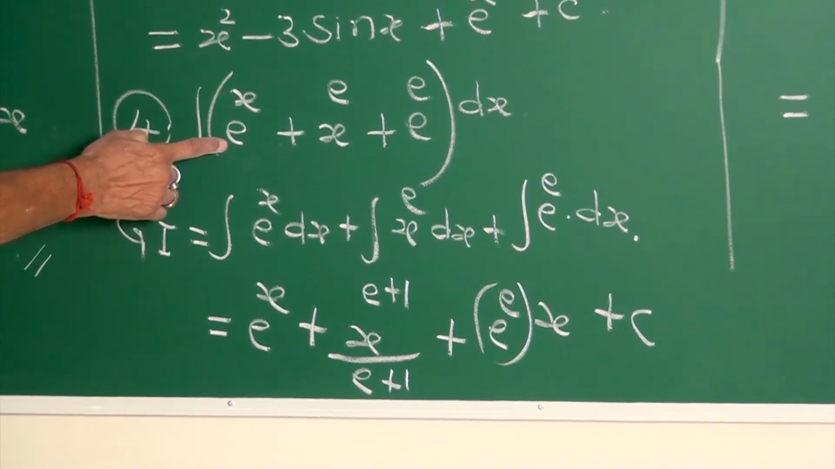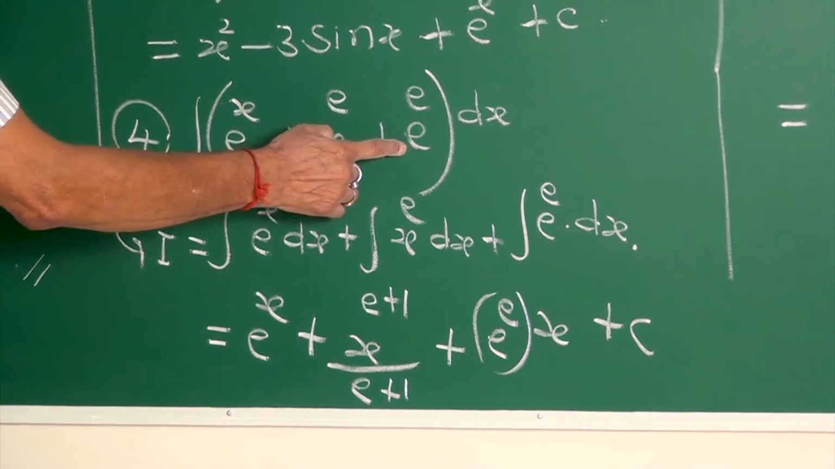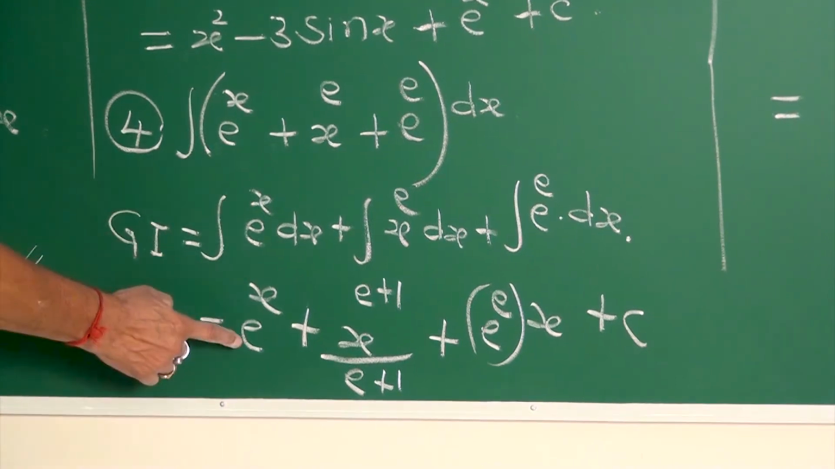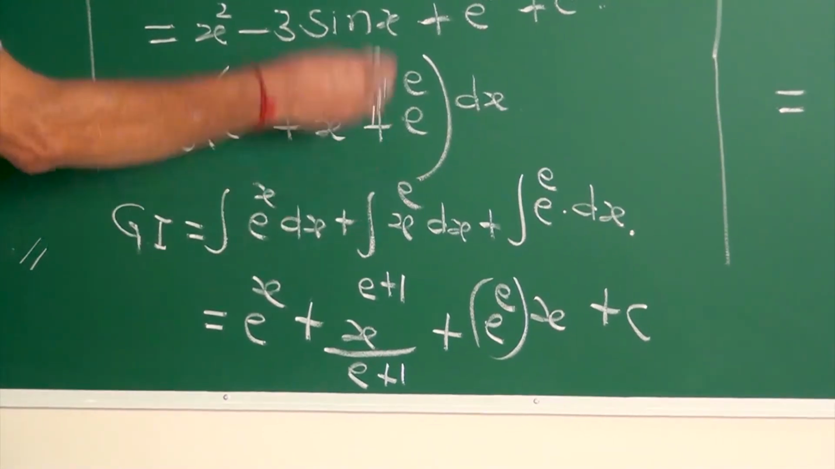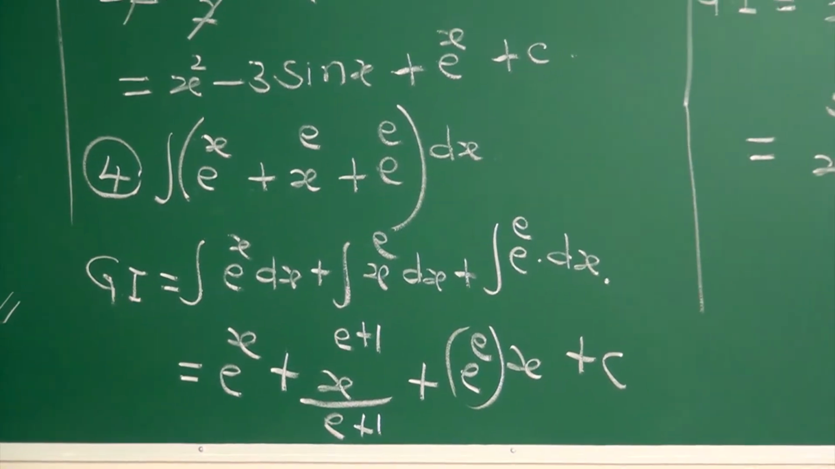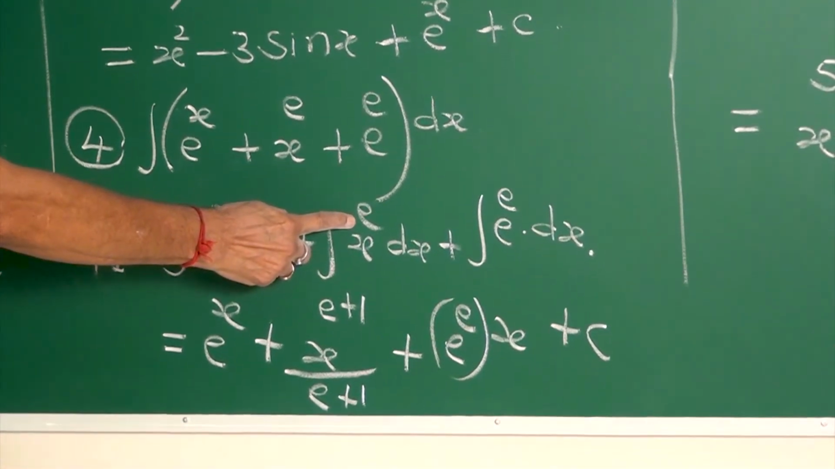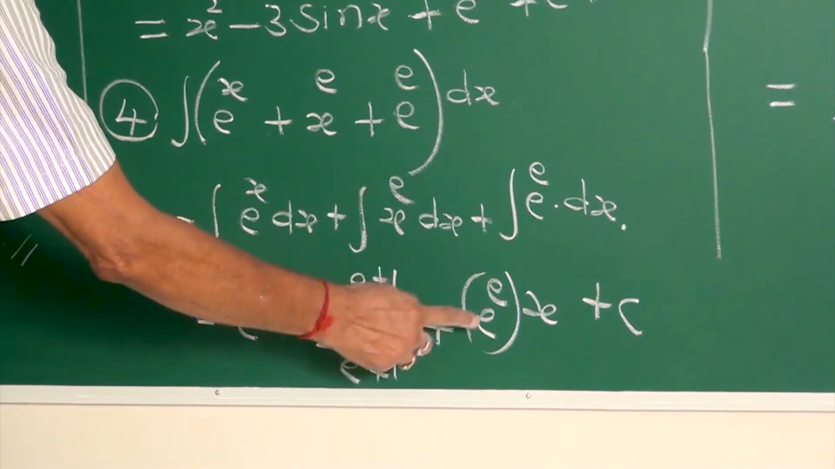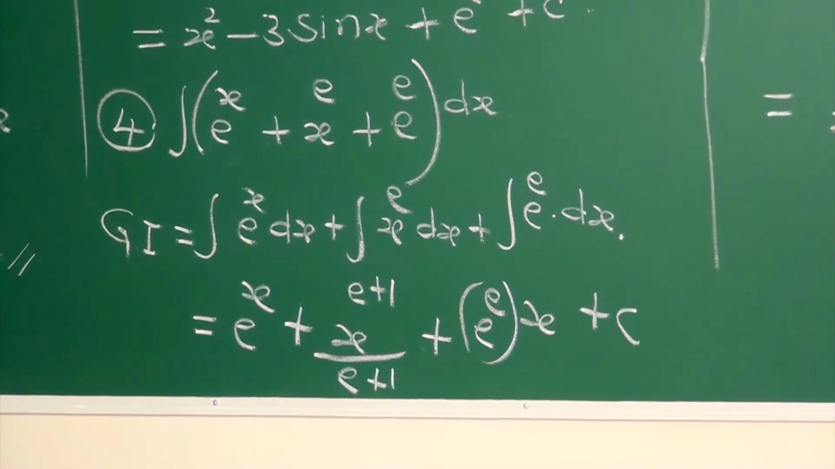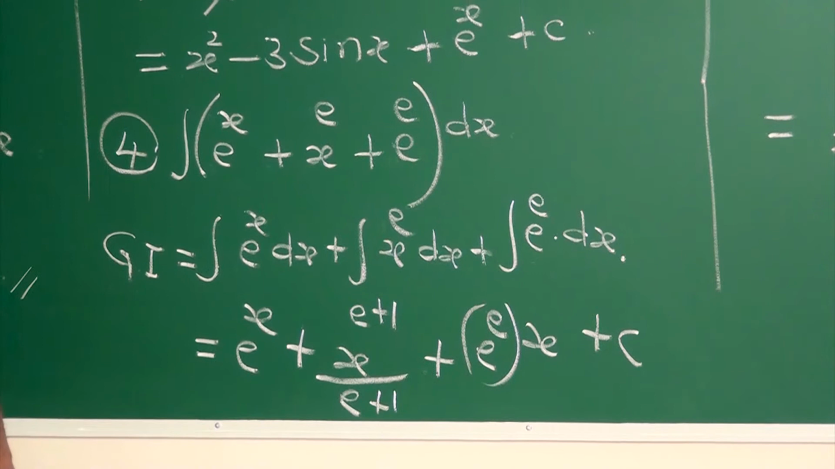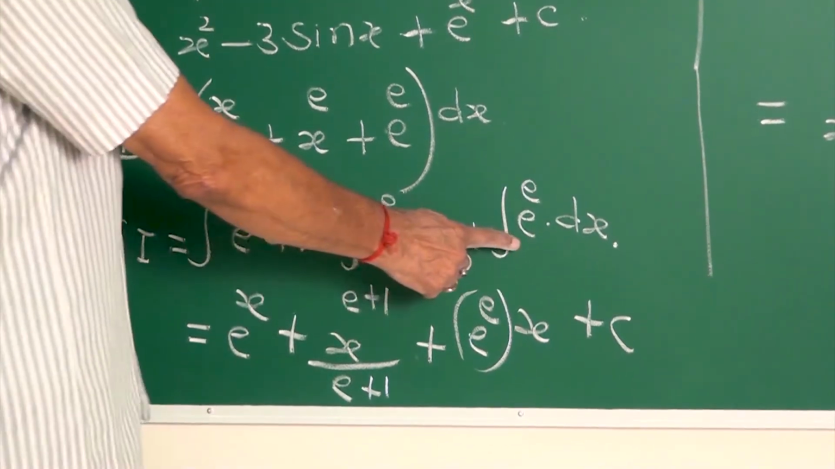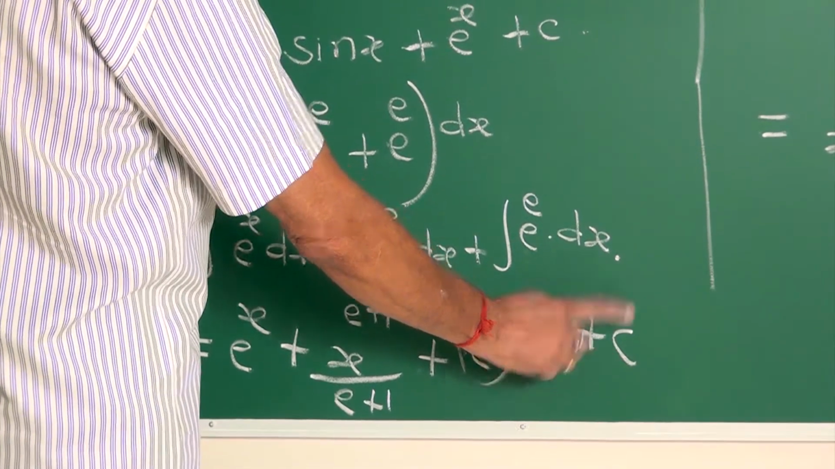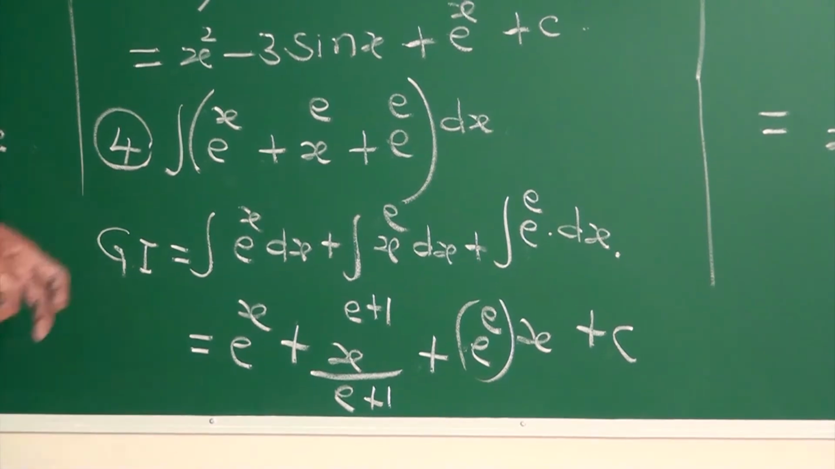Given integral: integral of first, integral of second, integral of third. What is it? Integral of e to the power x is e to the power x. Then x to the power n: what is it? It is x to the power n plus 1 upon n plus 1. Why? Because this e is a constant. Plus, e to the power e is k. And what is the integral of k? It is kx, that constant multiplied by x, plus c.